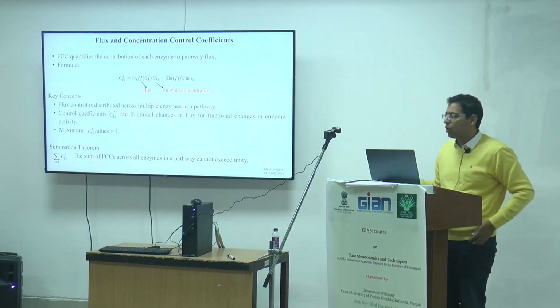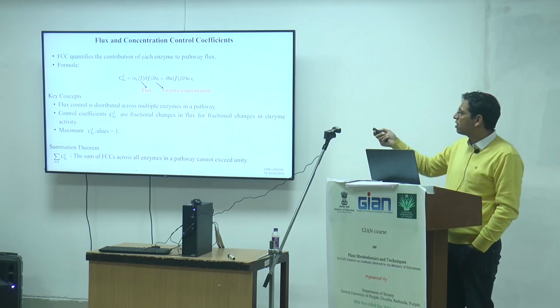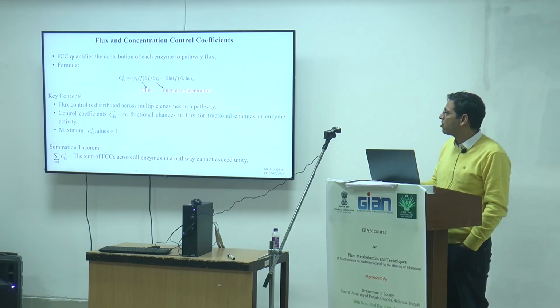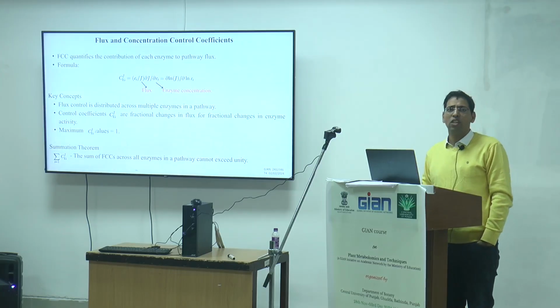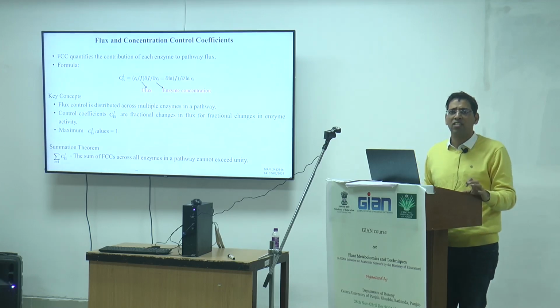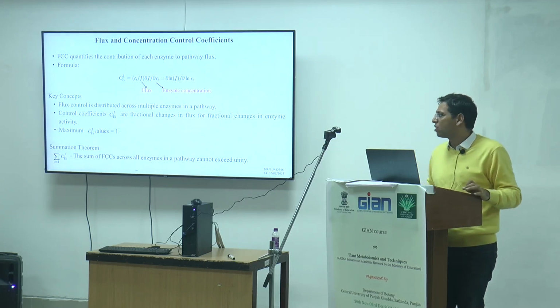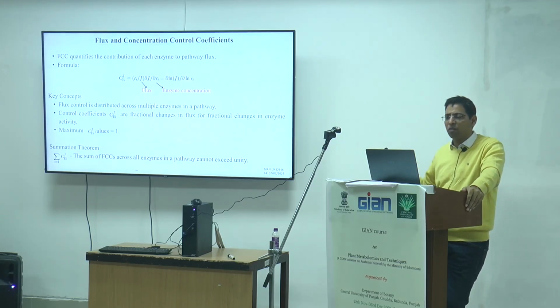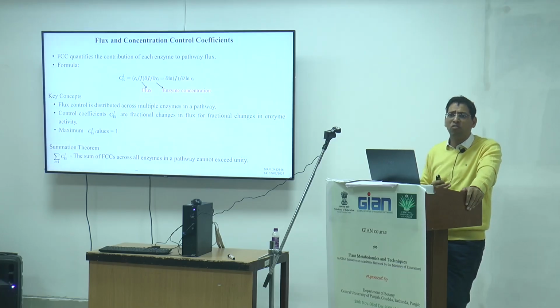So this is the formula of the concentration control coefficient: flux, and this is the flux along with the enzyme concentration. So you have to use 2 parameters. First is the overall flux of that biosynthetic pathway, and second is the different enzymes and their concentrations. Yes, flux control is distributed across the multiple enzymes, so that is why it can give us better information about the contribution of the different enzymes with respect to that particular control pathway.